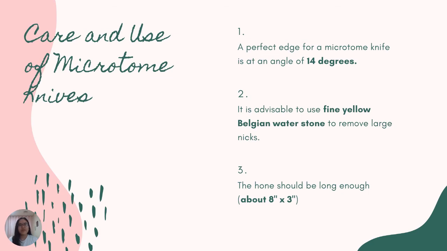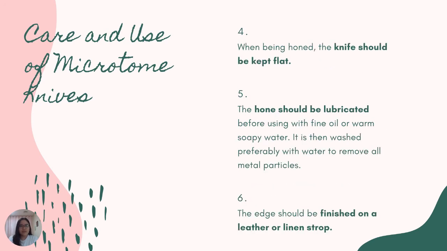Number 1, a perfect edge for a microtome knife is at an angle of 14 degrees. It is to the advantage of every technologist to keep his or her knife as near to this standard of perfection as possible, which is 14 degrees. Number 2, it is advisable to use fine yellow Belgian water stone to remove large nicks. Number 3, the hone, or something that is used to sharpen the knife, should be long enough, which is about 8 by 3 inches. And number 4, when being honed, the knife should be kept flat.